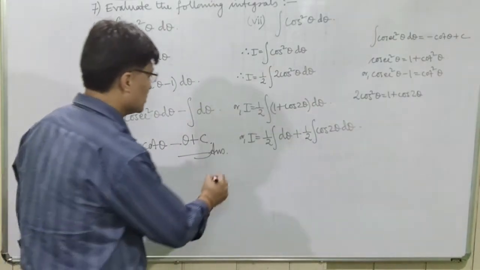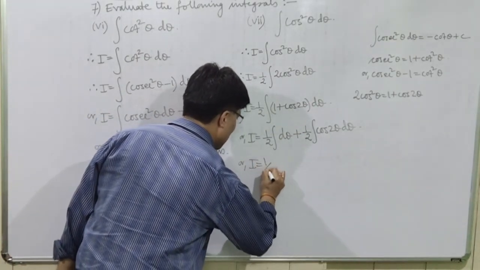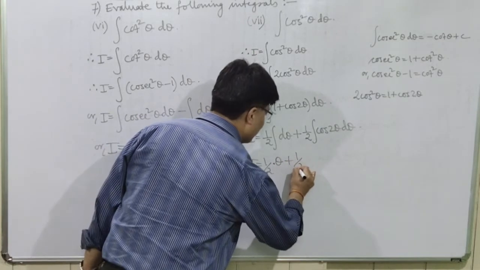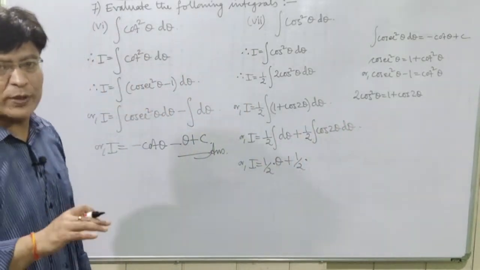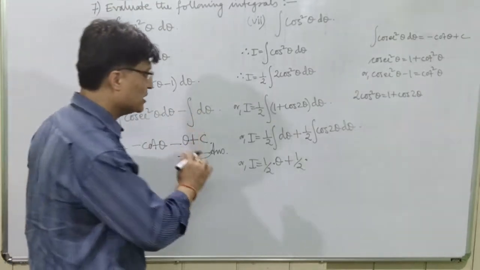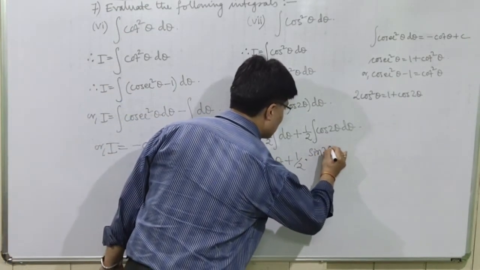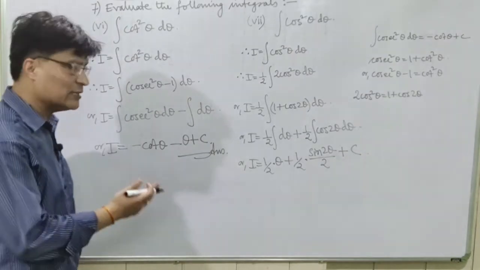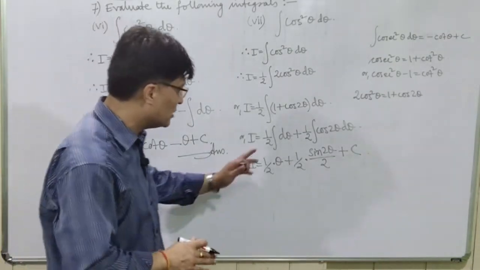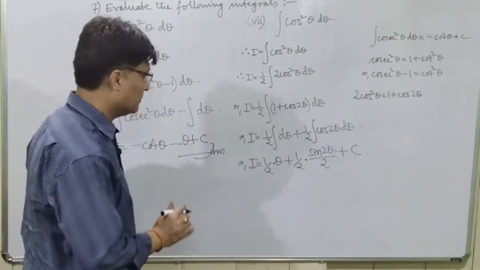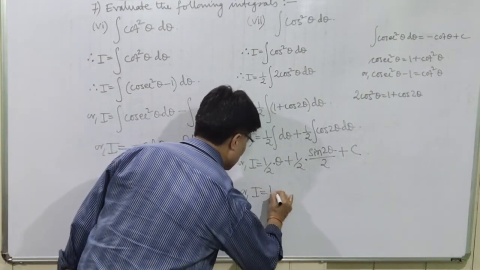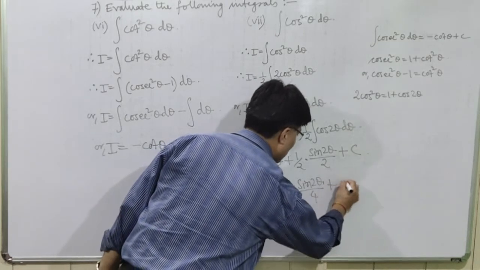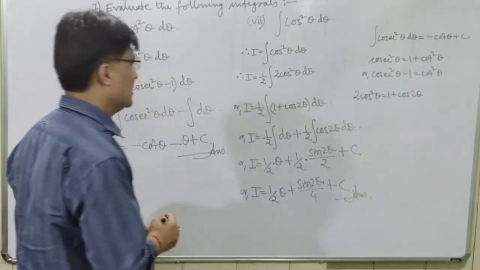Is that clear now? So or I is equal to half into, what is integration d theta? You know this is theta, plus half into, you know that, what is integration of cos 2x dx? Sine 2x by 2. But here in this case it is sine 2 theta divided by 2 plus, what do we write? C. Because we have finished integration. So after you finish integration, you have to add constant term, that is C. So or I is equal to half theta plus sine 2 theta divided by 4 plus C. So this is the final answer.